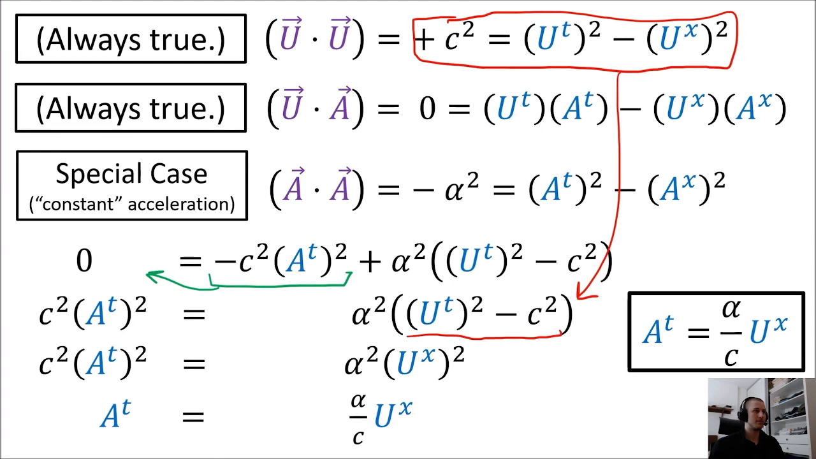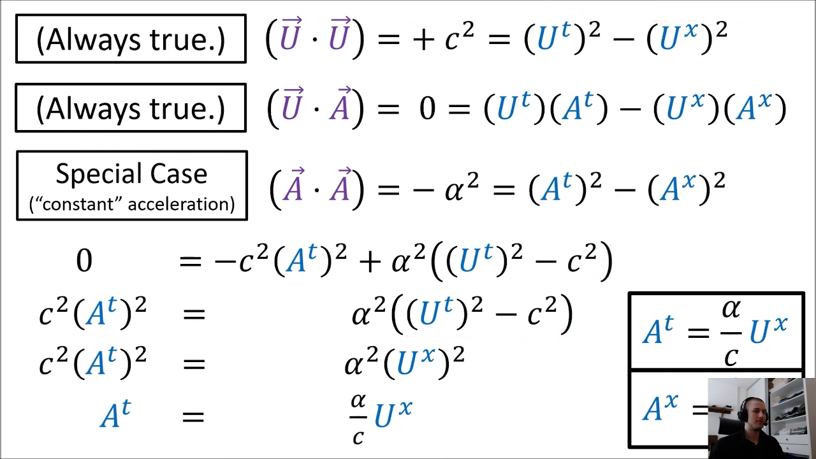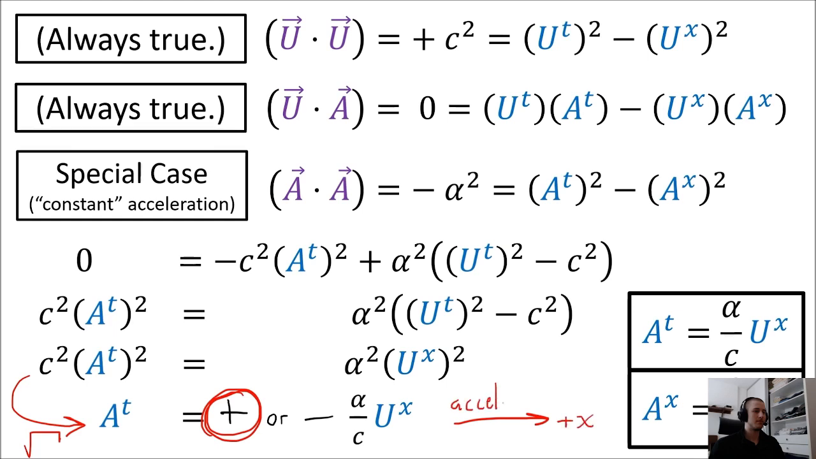And if we follow this process again from the beginning, but substituting for the time components instead of the x components at the start, we get another similar equation, ax equals alpha over c times ut. Now, it is technically possible that we could get either a plus or a minus sign when we take the square root here, but we're choosing the positive x solution because we want the observer to be accelerating in the positive x direction instead of the negative x direction.